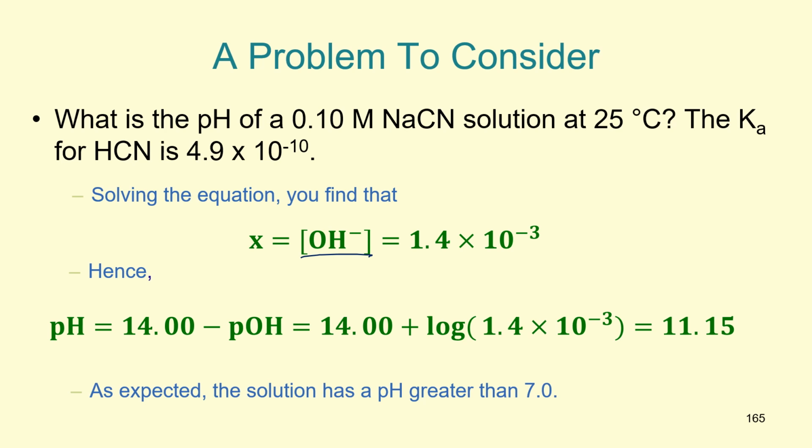We would do the same thing if our positive ion was acidic. We would have to find the Ka from the Kb, and we could do the same problem. So it's really just the same problem. The only twist is you have to find the Kb first.